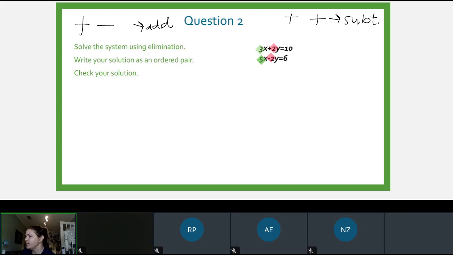All right, so we have a positive and a negative, so I'm going to add these two equations together. 3x plus 5x would give me 8x. 2y plus negative 2y, those are going to cancel out. And then 10 plus 6 is 16. Yep, so Sky, go ahead and replace your 20 with that negative 18, and then finish out solving for x.